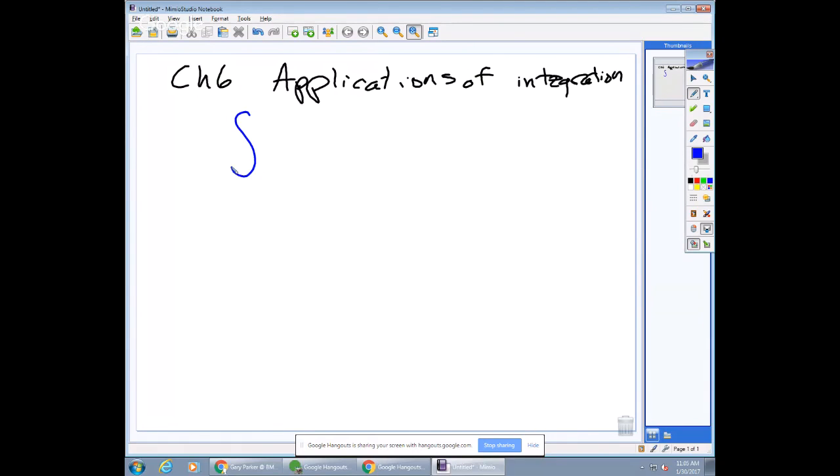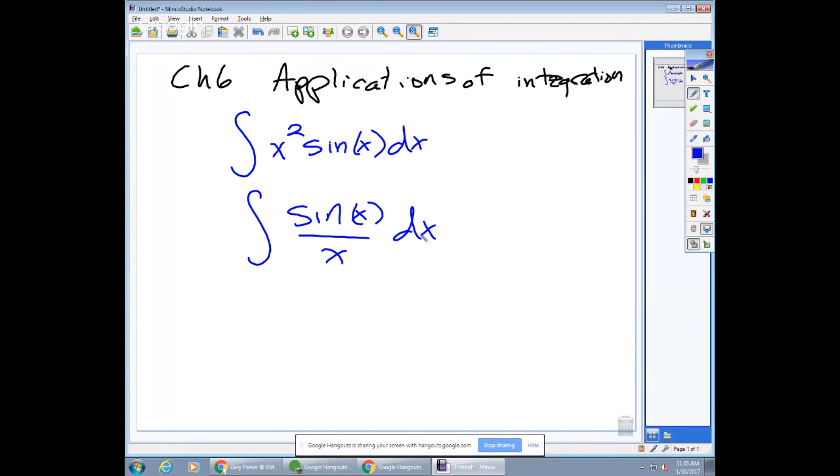If you tried to integrate, how about x squared times the sine of x dx? No substitution you try will work on that. So what the heck do we do? Turns out there's other tools at our disposal. What about sine of x divided by x? Can we find an antiderivative of that with some other tools?